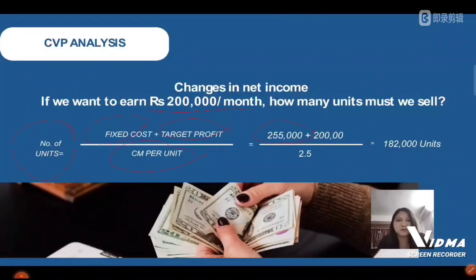That's our fixed costs, salaries and rent. Our target profit is 200,000. So this could be higher. It depends on how much profit you want to earn per month, divided by our cost margin per unit, 2.5. That means we should be able to sell 182,000 units if we want a profit of 200,000 rupees per month. So if we want a higher profit, that means we also need to increase the number of units that we need to sell.